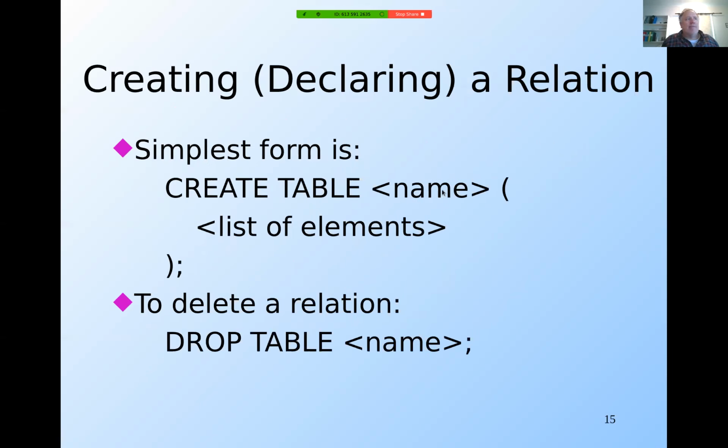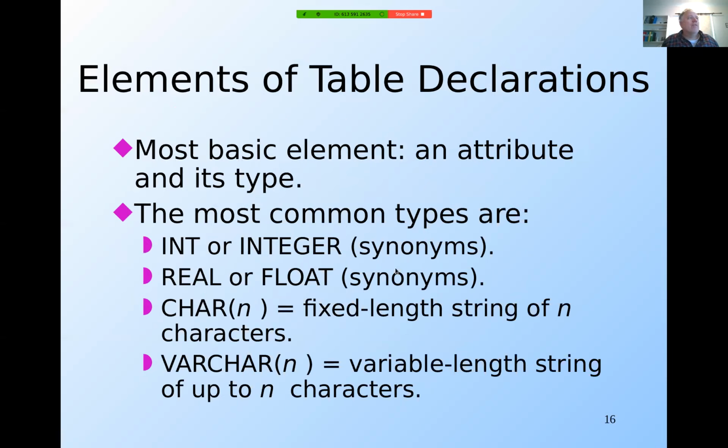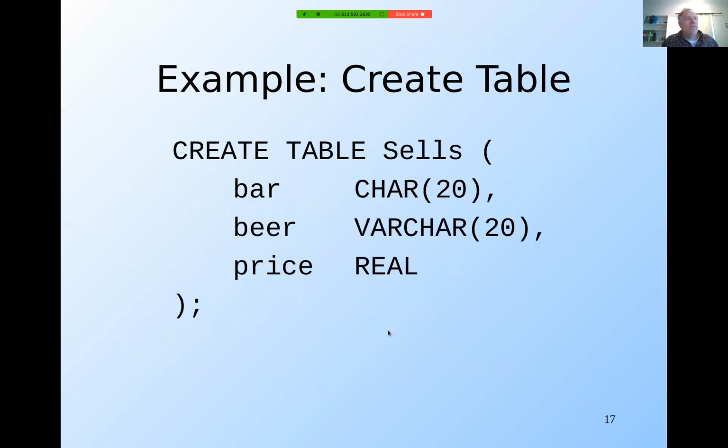The simplest form is just to create a table and then give the table a name, and then we have a list of elements. You can also drop a table, by the way. The elements of the table definition are usually an attribute and its type. So it's integer, real, character, varchar. So here's an example, finally getting to it, of creating the table.